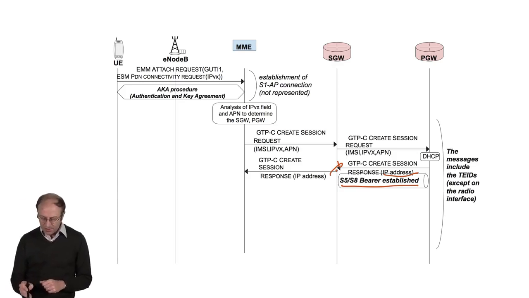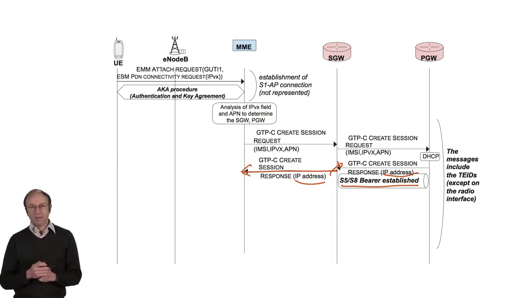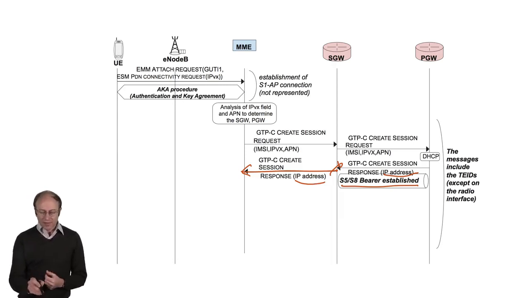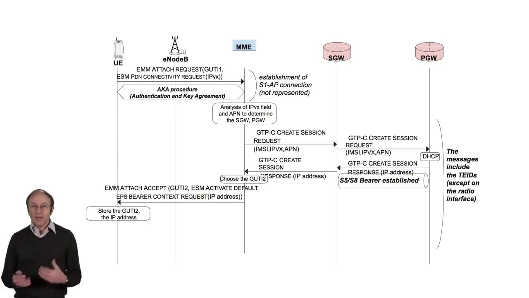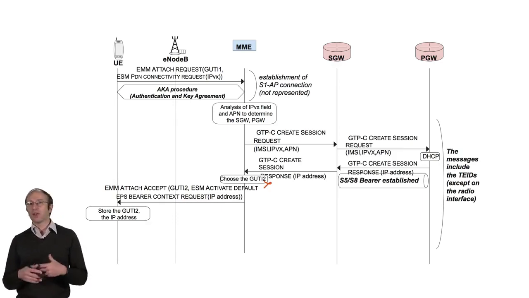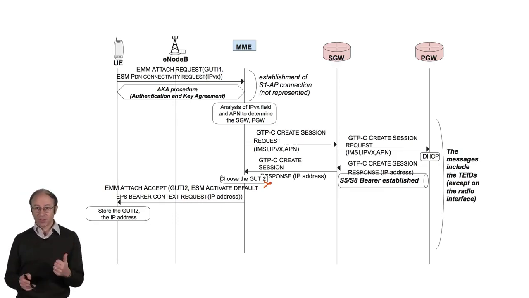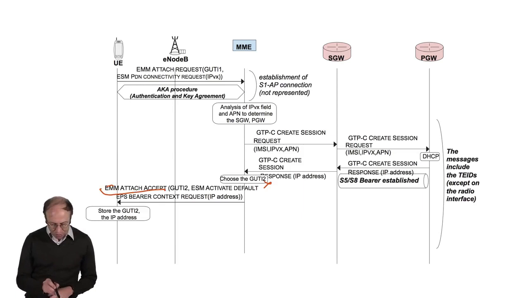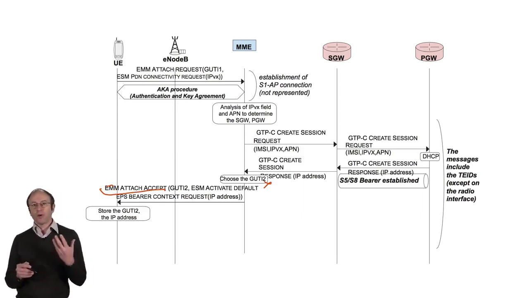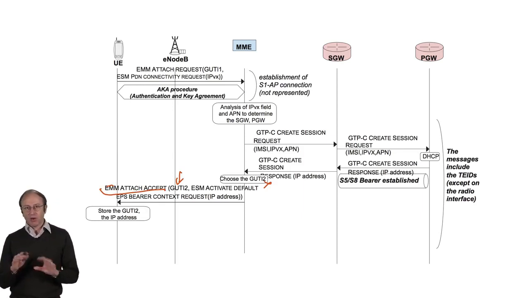The S-gateway sends a response, still transporting the allocated IP address. This IP address will be memorized by the MME. The MME will probably renew the temporary identity, choosing a different GUTI, and will send the following messages. First, an EMM attach accept message with the GUTI, GUTI 2, for the terminal. This means, okay, you are taken into account by the network.